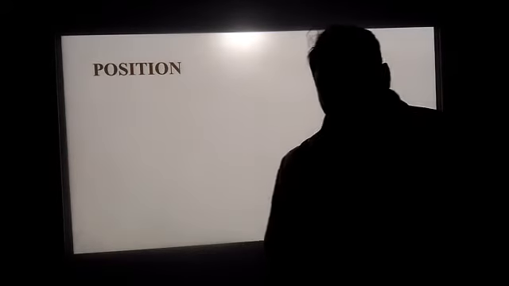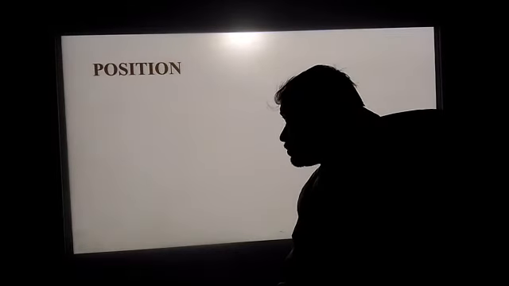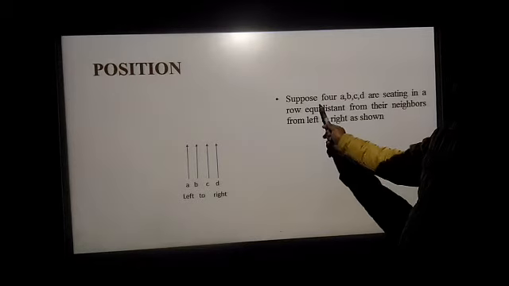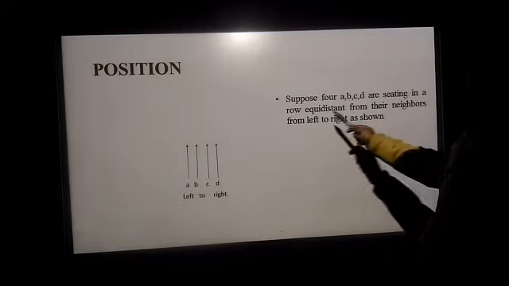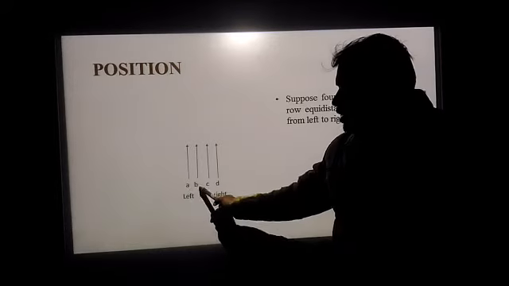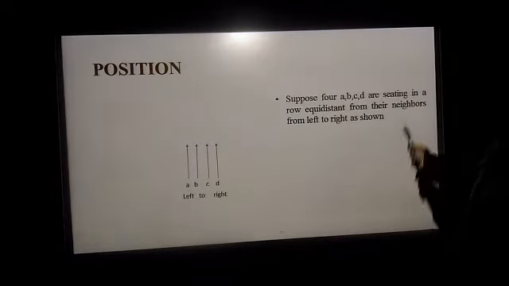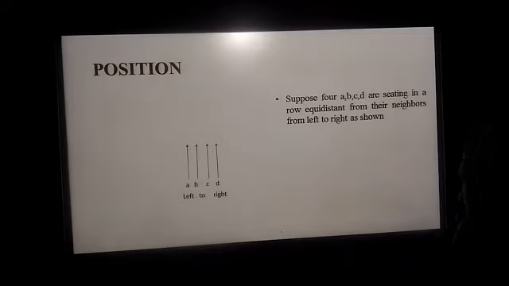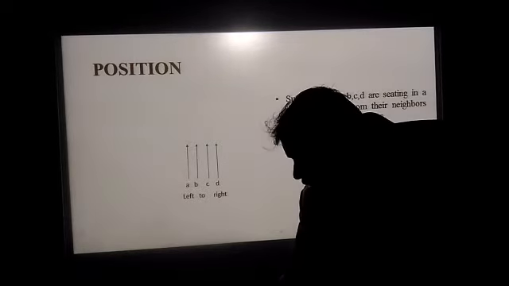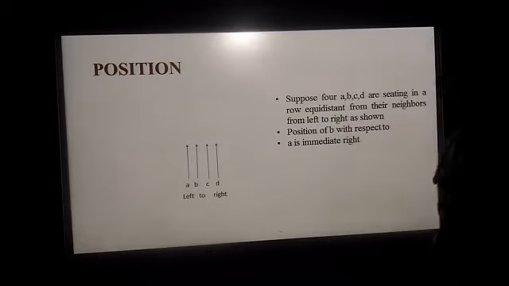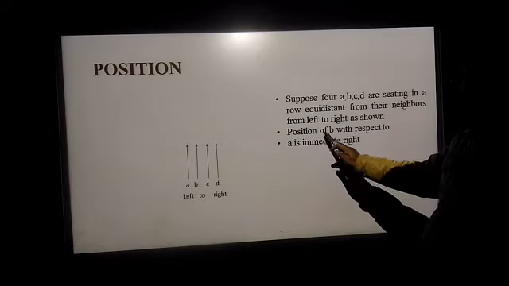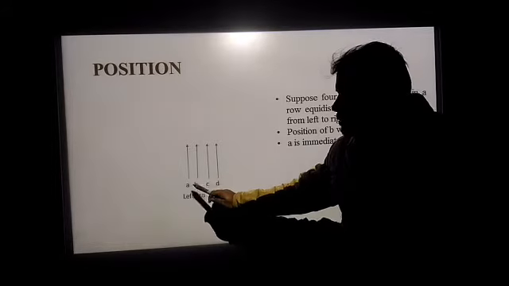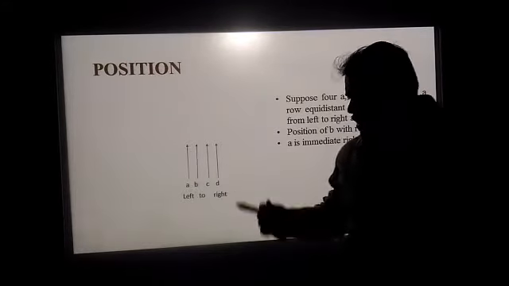To illustrate position, I would take an example. Let's suppose four persons A, B, C, D are sitting in a row equidistant, from left to right as shown in the figure. Now I am going to ask the question: what is the position of B with respect to A, C, and D in subsequent manner?